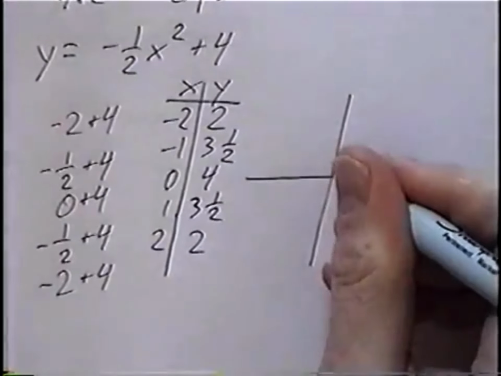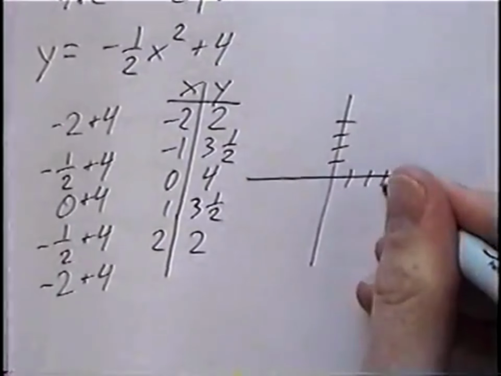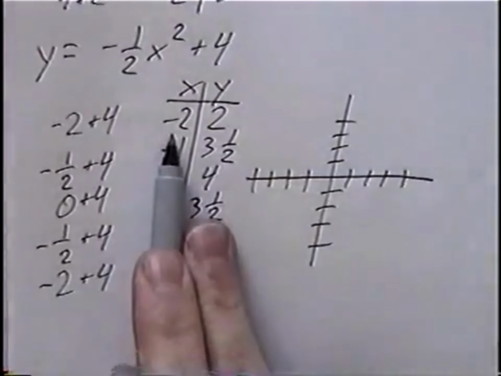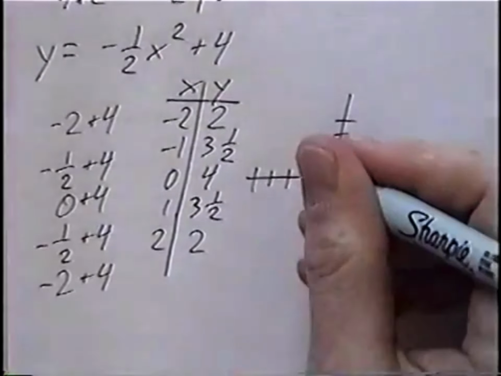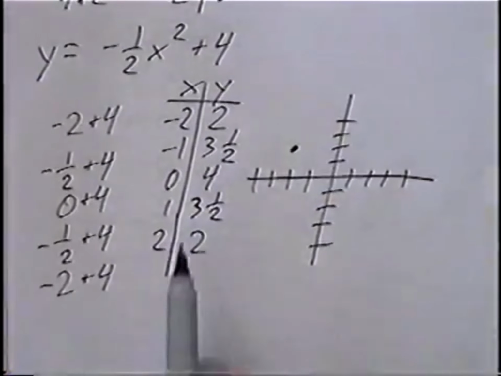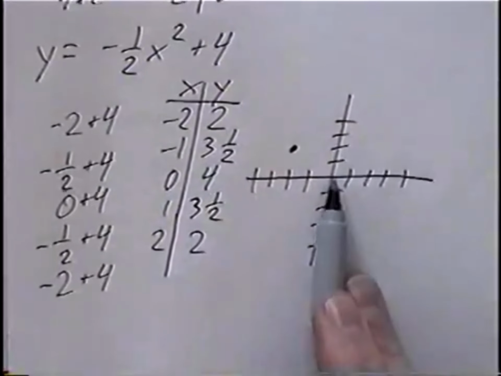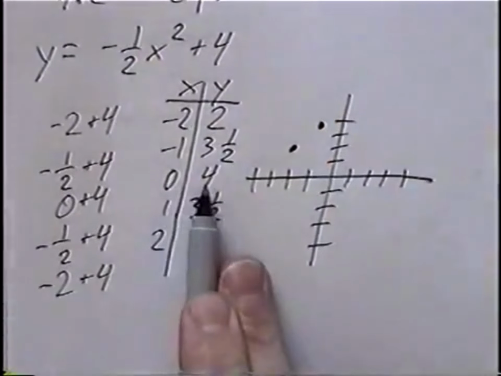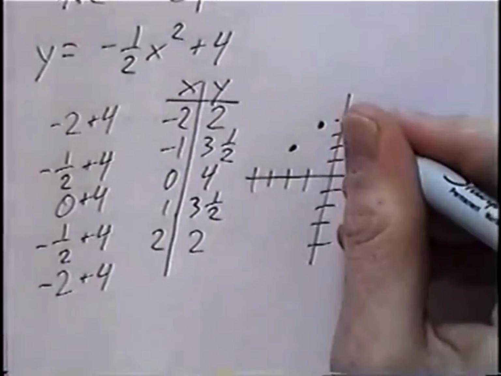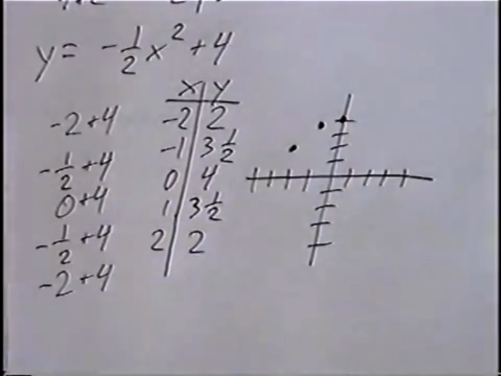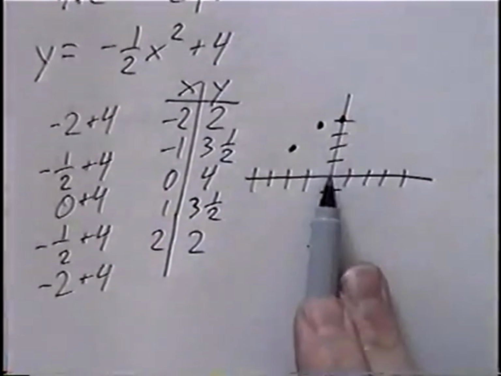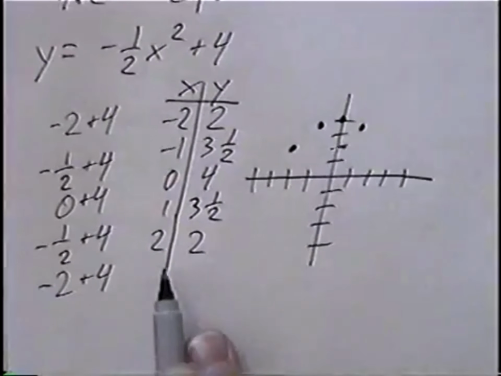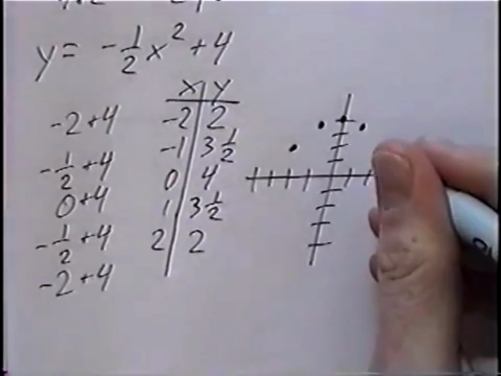For the y values, we'll go up to 4. And graphing the points, negative 2, 2, to the left 2, and up 2. Negative 1 and 3.5 would be just past 3. 0, 4. 0 for the x values in the middle, and 4 is up 4 spots. 1 and 3.5, to the right 1, and up to 3.5, which again is between 3 and 4. And 2, 2. To the right 2, and up 2.